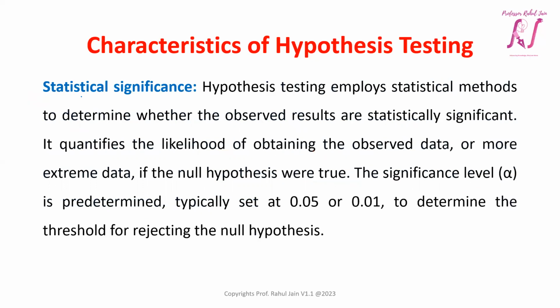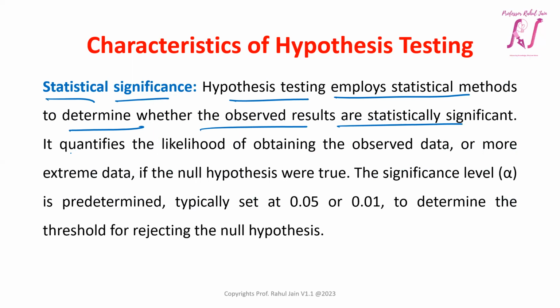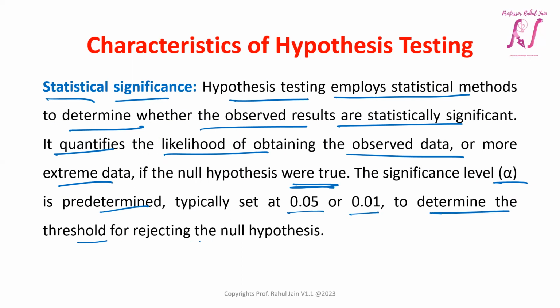The second characteristic is statistical significance. Hypothesis testing employs statistical methods to determine whether the observed results are statistically significant or not. It quantifies the likelihood of obtaining the observed data or more extreme data if the null hypothesis were true. The significance level alpha is predetermined, typically set at 0.05 or 0.01, to determine the threshold for rejecting the null hypothesis.